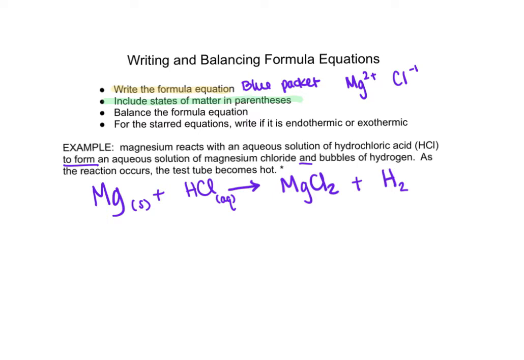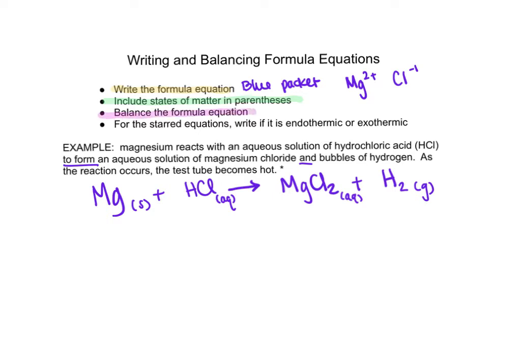Okay, so then it says to form an aqueous solution of magnesium chloride. So this is going to get AQ. And then bubbles of hydrogen. So bubbles of hydrogen are going to mean a gas, a gaseous state. So H2 is going to get a little G. So at this stage, we have done the green highlight.